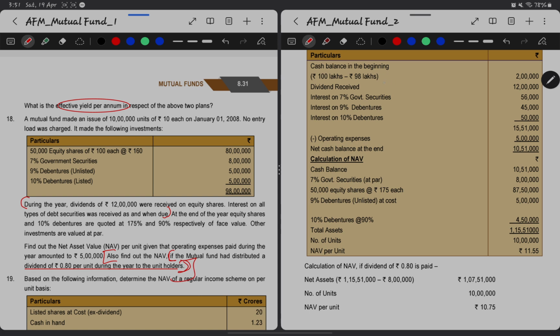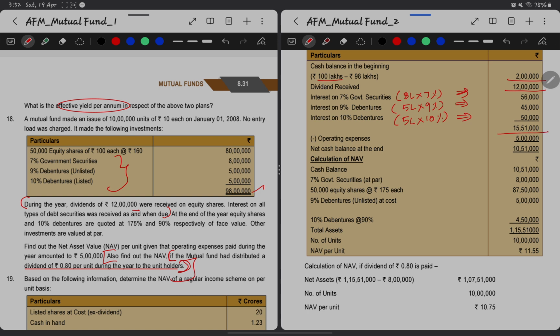We know that the cash balance in the beginning is 2 lakhs, because 10 lakh multiplied by 10 will be 100 lakhs, then minus the investments made for 98 lakh, 2 lakh is the cash balance. Dividend was received for 12 lakh on the equity share, so dividend received will be an inflow which will get added to the cash balance. And the interest we have received on these investments: 8 lakh multiplied by 7%, and then 5 lakh multiplied by 9% on debentures, then 5 lakh multiplied by 10% on listed debentures. So this will give us the interest received. This also will again add up to the cash balance.